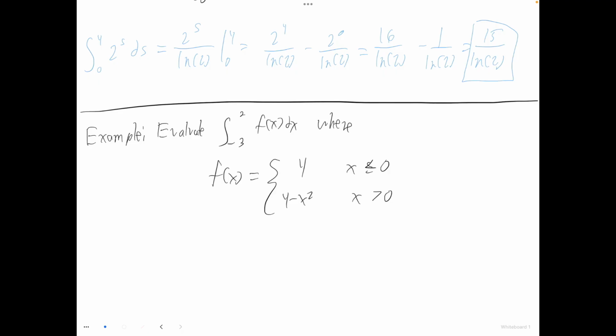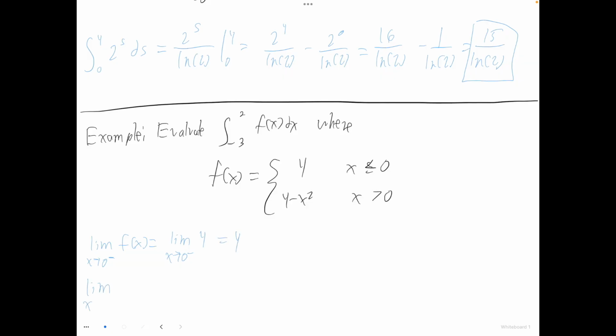Now 4 is continuous, so it's continuous all the way to the left of 0. And 4 minus x squared is continuous all the way to the right of 0. So the only question is at 0. If we take the limit as x approaches 0 from the left, the function is always equal to 4, so we just have the limit of 4, which is 4.